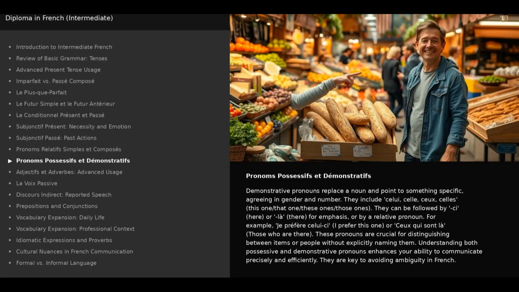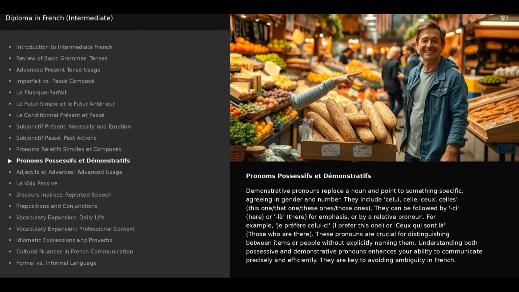Demonstrative pronouns replace a noun and point to something specific, agreeing in gender and number. They include celui, celle, ceux, celles: this one, that one, these ones, those ones. They can be followed by -ci, here, or -là, there, for emphasis, or by a relative pronoun. For example, je préfère celui-ci, I prefer this one, or ceux qui sont là, those who are there.